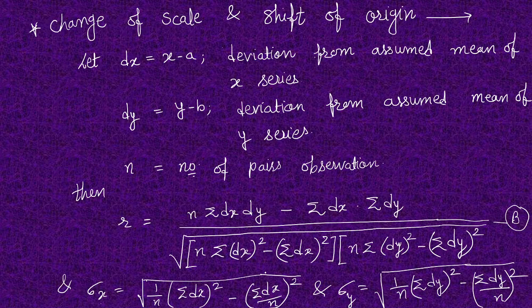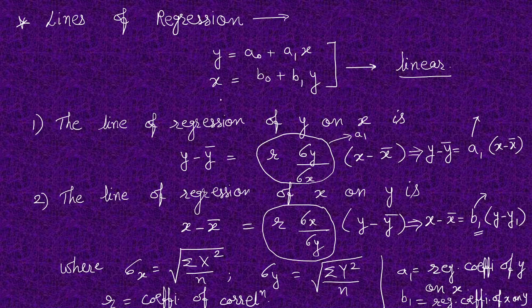If the values of x bar and y bar are in decimal, then we have to apply this formula B, change of scale and shift of origin. Then we consider this formula, substitute the values. Here dx is x minus a, deviation from assumed mean of x series. Similarly dy, deviation from assumed mean for y series, and n is the number of observations. r equal to this value, and sigma x and sigma y in terms of dx and dy.